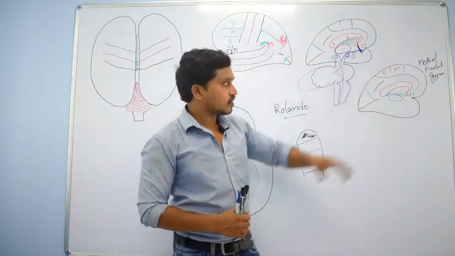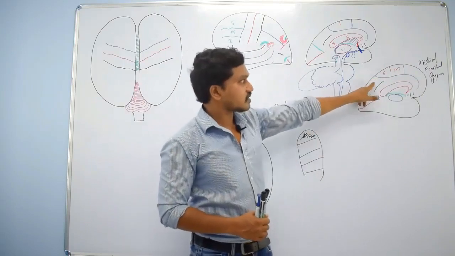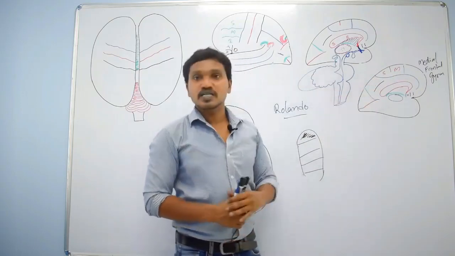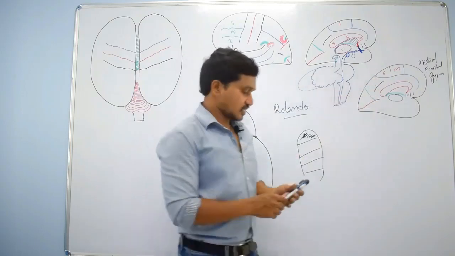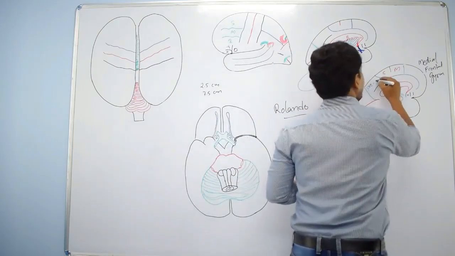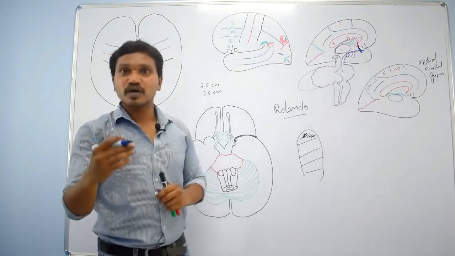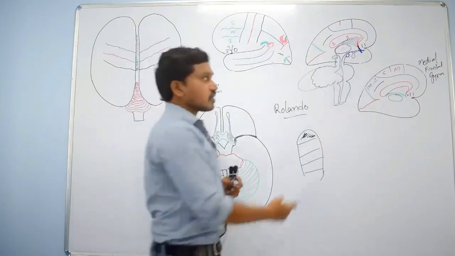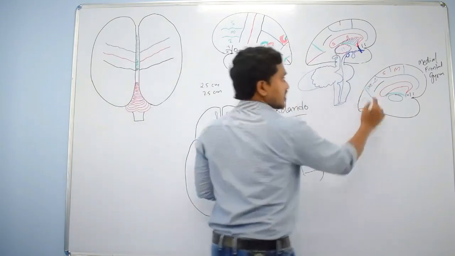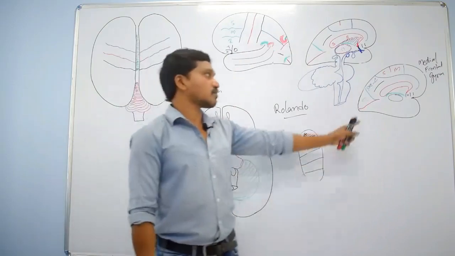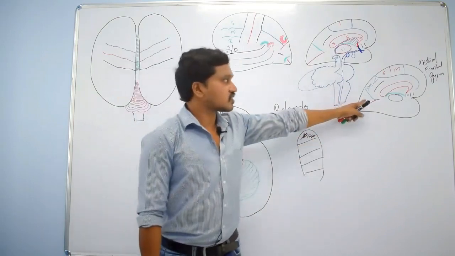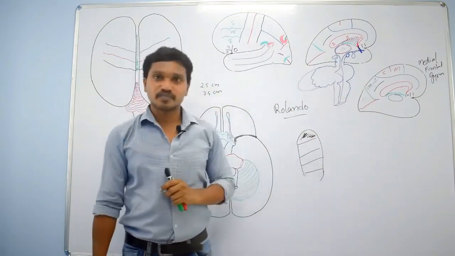paracentral lobule. Then behind the cingulate sulcus and above the suprasplenial sulcus, this part we call the precuneus. Pre means what? Before, right? Precuneus. And where is the cuneus? Here is the cuneus. This triangular area we call the cuneus, which is present between the parieto-occipital sulcus and the calcarine sulcus. So this is the cuneus and this is the precuneus, right?